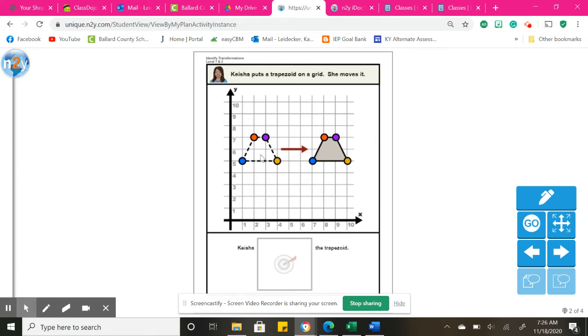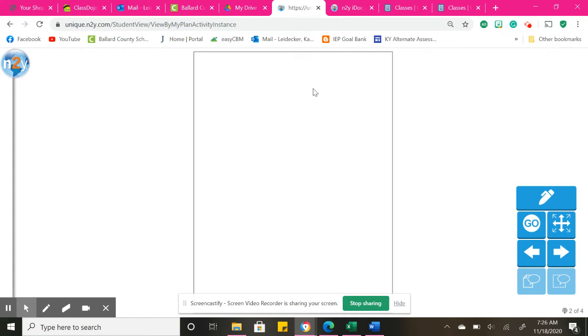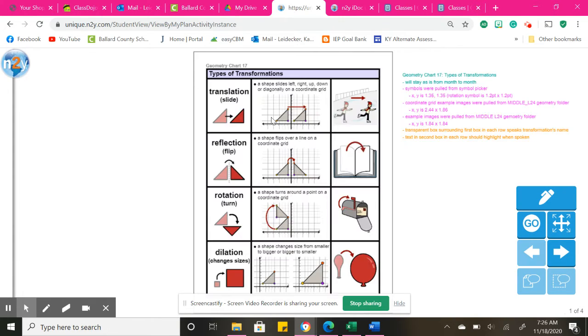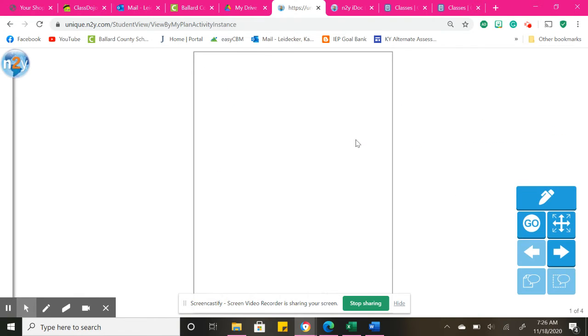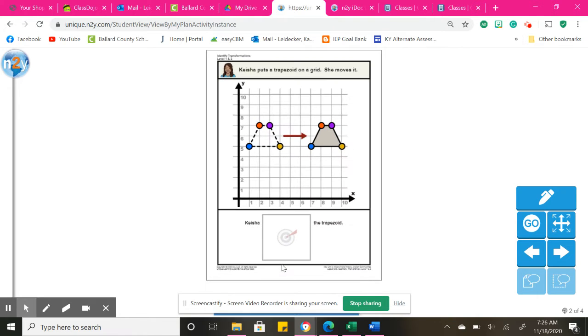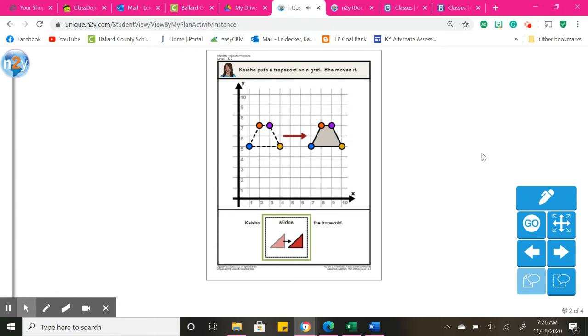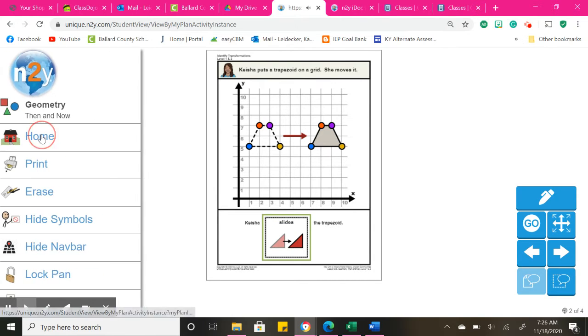So right here, it shows Kesha puts a trapezoid on a grid and she moves it. So if I look back at my notes here, if something is just being moved or it's sliding left to right here, so I'm going to highlight it's left to right. So this would be a slide. Okay, so that's that box.